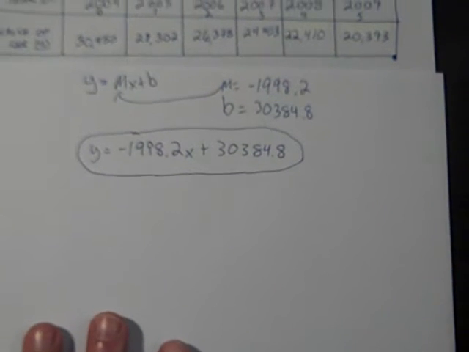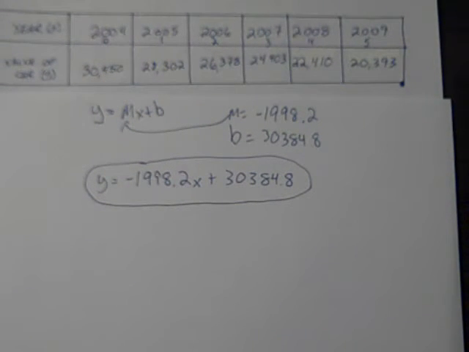Given the data that we've got, when I plug that into the calculator, it will do all the work for me. Now I just need to write it in slope-intercept form, which I've done right here. This would be your answer.